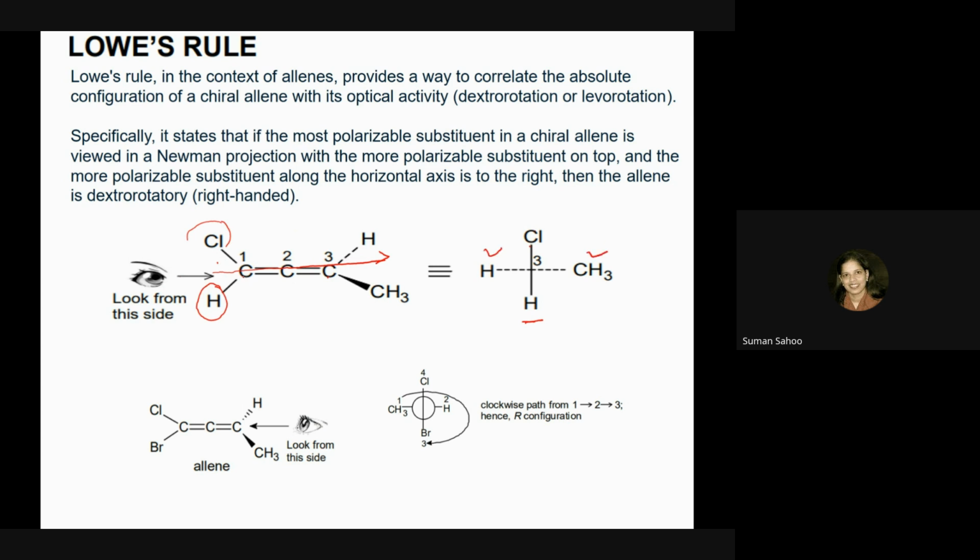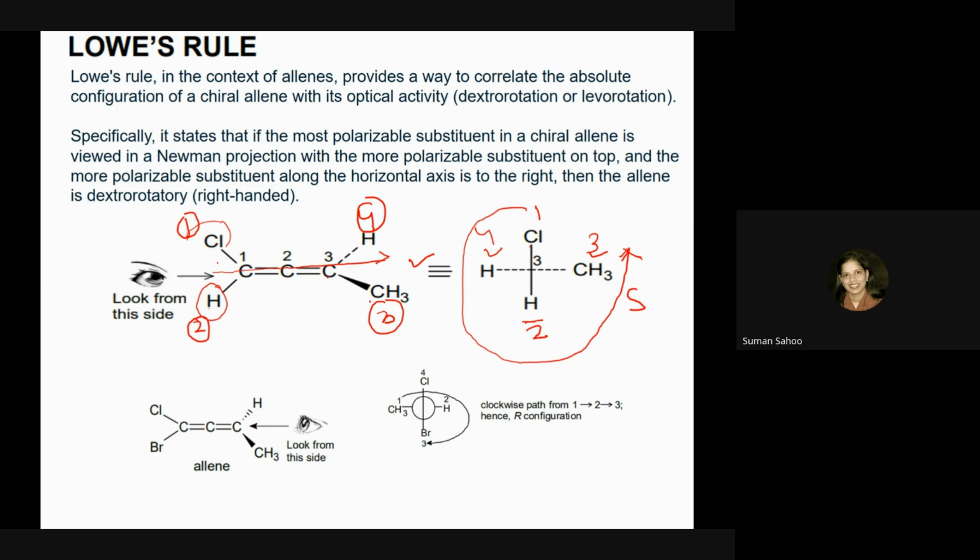Whenever you do the nomenclature, the front carbon always precedes the rear carbon. So this one is priority number 1, this one is priority number 2, this one is priority number 3, and this one is priority number 4. While tracing the path from 1 to 2 to 3, that gives you the S configuration. So this one is S. And you can also look at it from the other side.